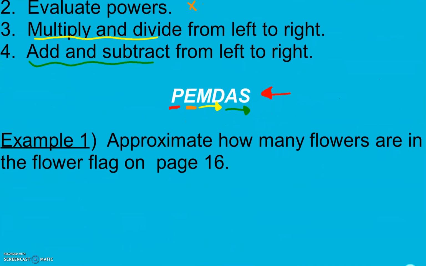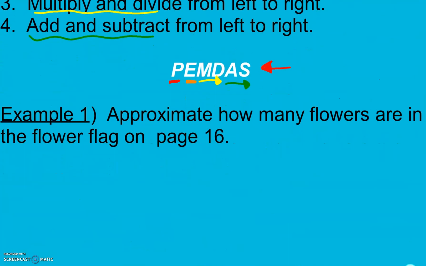So in example 1, we're going to approximate how many flowers are in the flower flag on page 16. Here they have a U.S. flag, American flag, made out of flowers. And it says there are about 64,100 plants in each of the 7 short stripes.